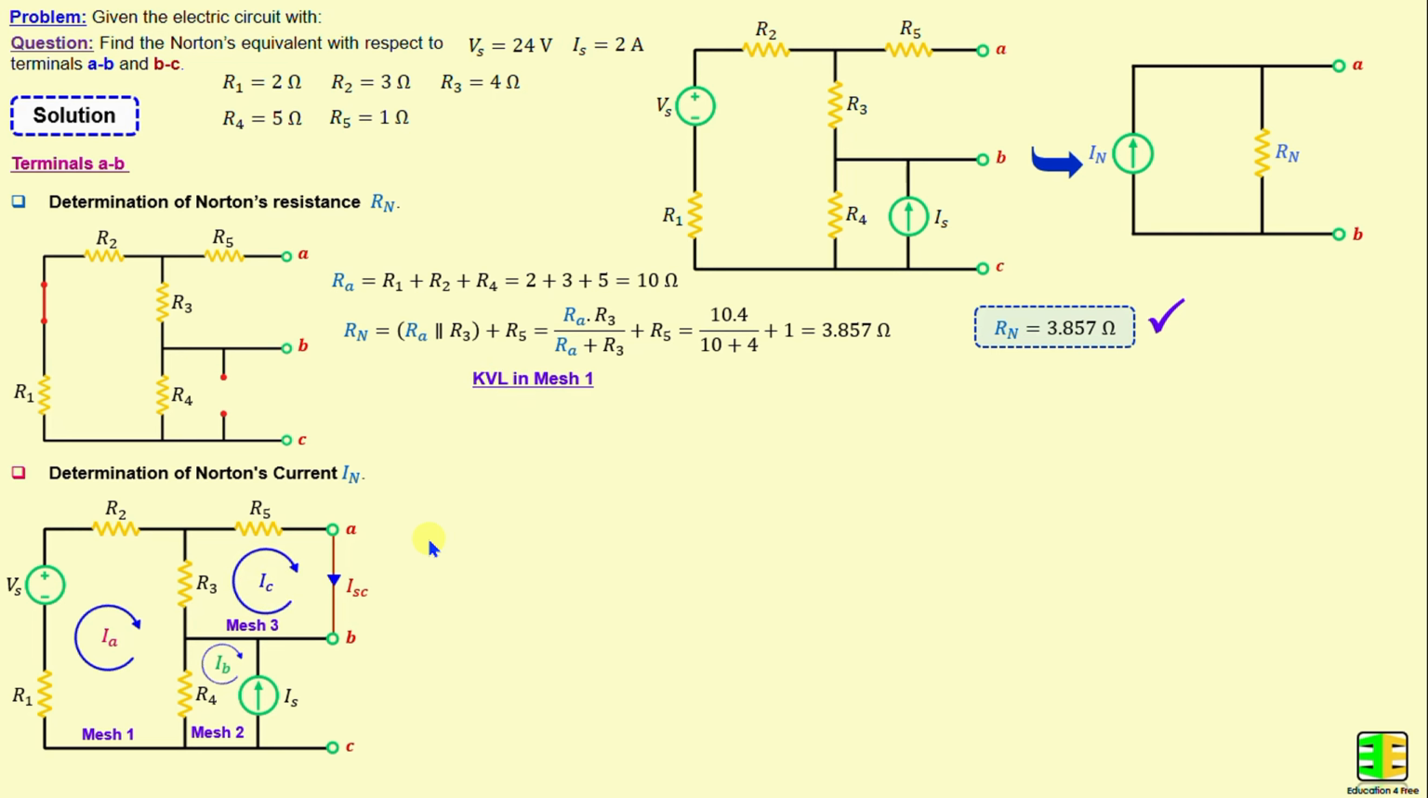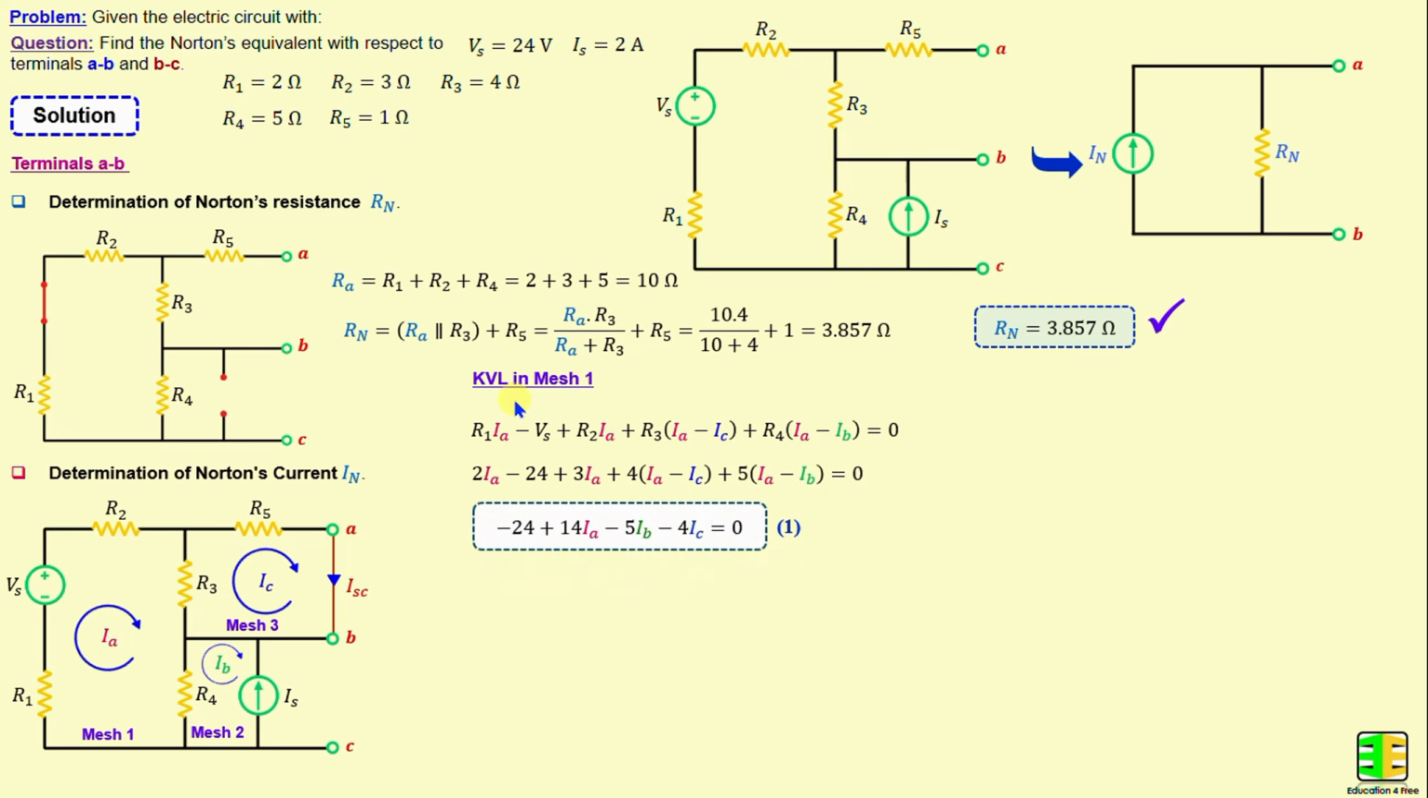By applying Kirchhoff's voltage law in mesh 1, we can write R1 times IA minus Vs plus R2 times IA plus R3 times (IA minus IC) plus R4 times (IA minus IB) is equal to 0. And if we replace the resistors and the voltage with their numerical values and continue simplifying this equation, we obtain negative 24 plus 14 times IA minus 5 times IB minus 4 times IC is equal to 0.